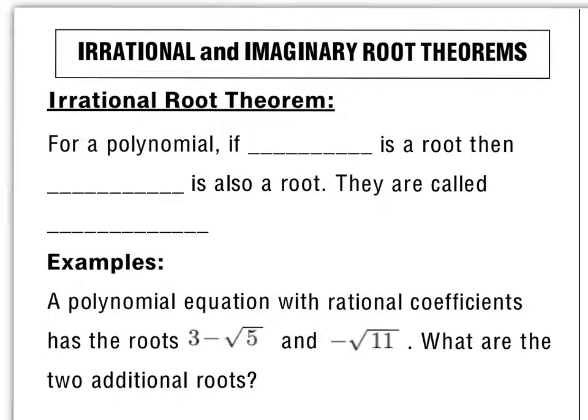So we're going to look at two more root theorems, the irrational and imaginary root theorem. The irrational root theorem says that for a polynomial, if a plus square root of b is a root, then a minus square root of b is also a root. They're called conjugates.